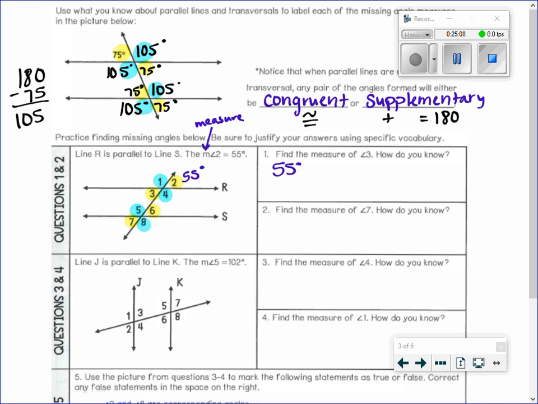And how do we know that? Yes, it's the same color yellow, but what's the relationship between angle 2 and angle 3? It's one of the vocabulary words on the front. They are congruent, but are they corresponding, vertical? What are they? They are vertical. That's an example of vertical angles. And vertical angles are congruent.